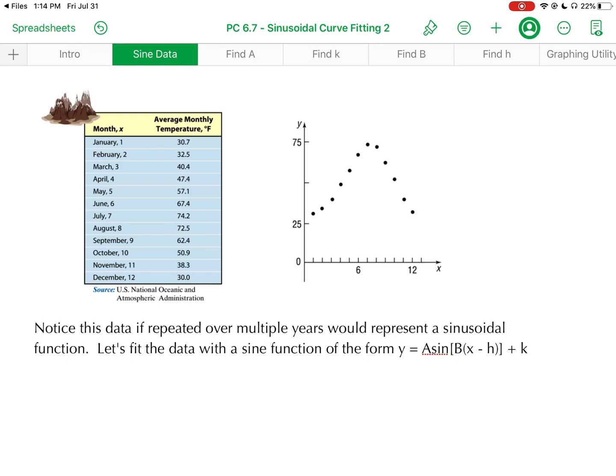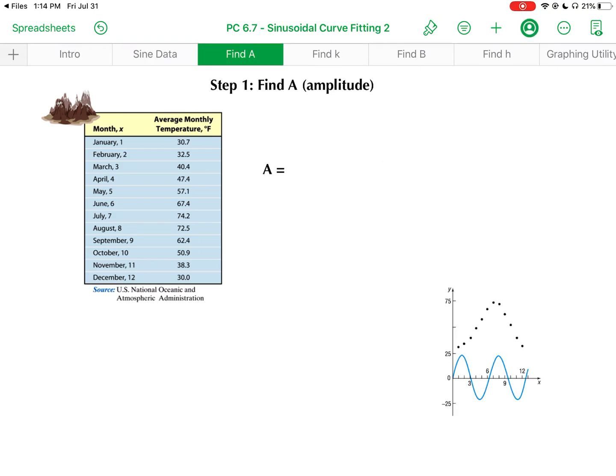We have the months of a year from months 1 through 12 corresponding to the average monthly temperature for a location. Notice you have a scatter plot of the data over to the right here, and you can see that it definitely looks similar to one period of a sine or cosine function, right? So if the data repeats over multiple years, we can represent it with a sinusoidal function. We're going to do this by hand, and to do so, we need to find the parameters of A, K, B, and H. All right, so let's start with the A value first.